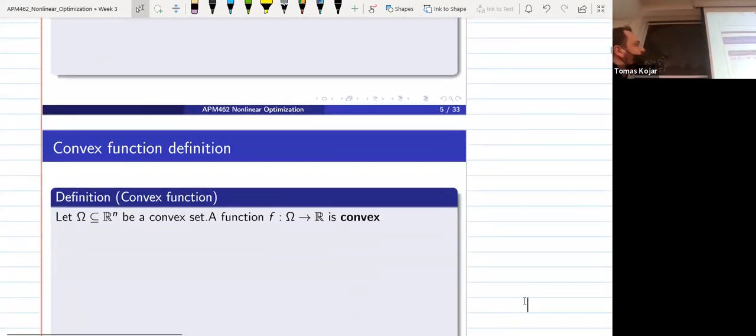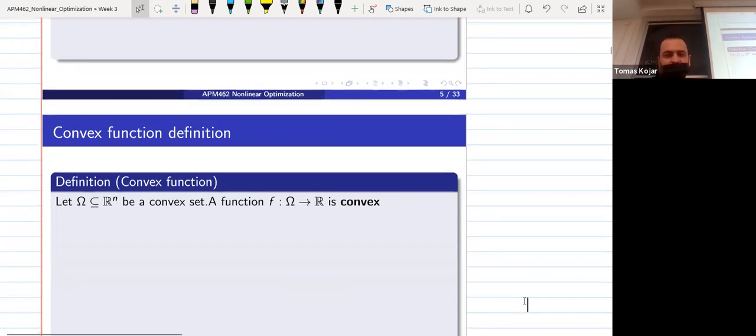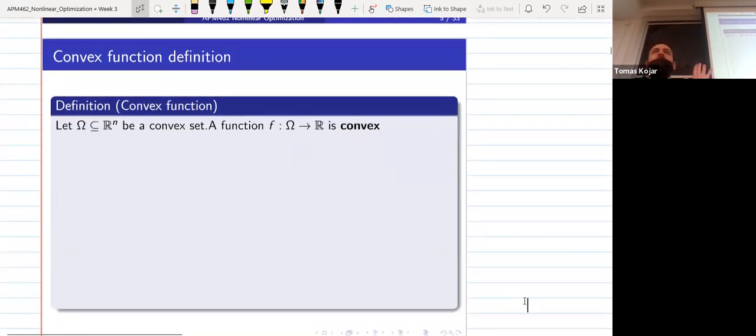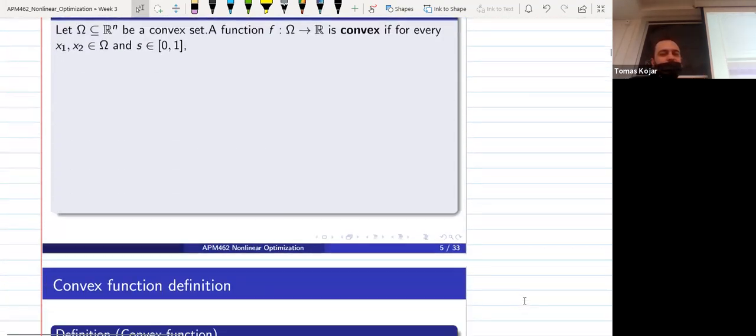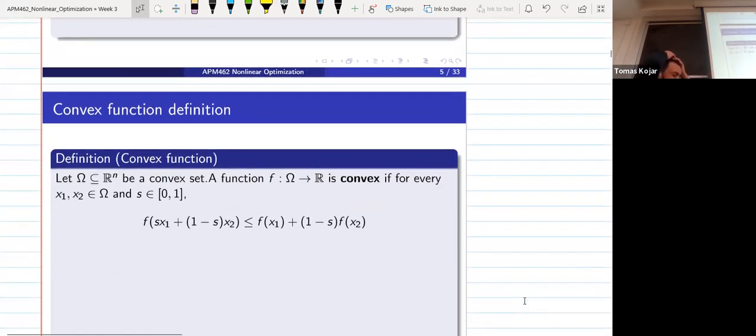All right, so a function on omega is convex. I have to talk about supports. It's a lot that I have to talk about. I'm jumping. So to talk about a convex function, you need to talk about a convex set. Otherwise, this point will not be in omega. So do not make the mistake of talking about convex functions on non-convex sets. That makes no sense, because f will not be able to be evaluated at the interpolation point. Do you understand? Okay.